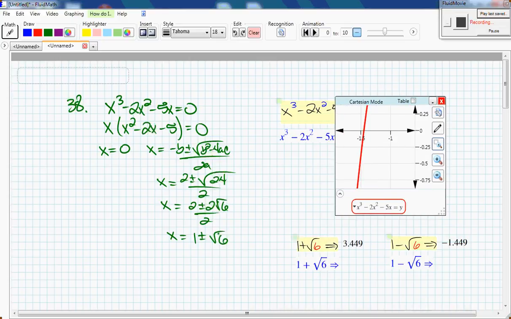So we got it that time. Sorry about that little mistake. But it is very good that you always check against your graph to make sure that your solutions do make sense. And that's how we would solve question 38.